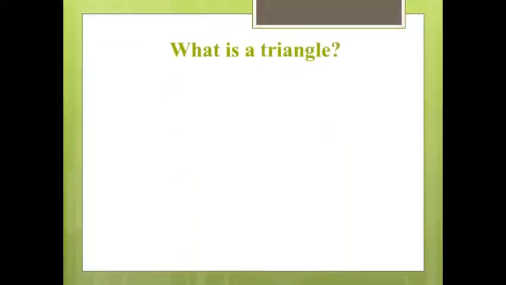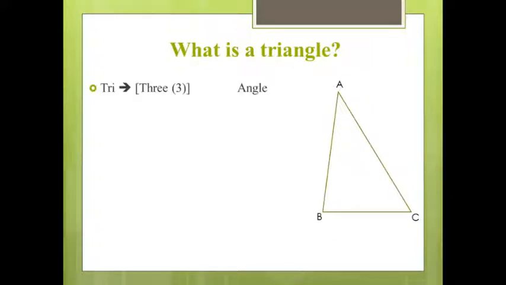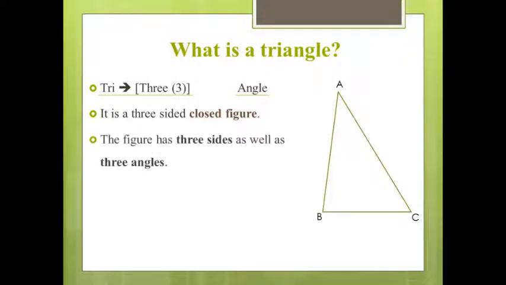So, students, what is a triangle? This is a triangle. Basically, the word triangle is derived from two Latin words, tri and angle. Tri means three, and angle is what you have learned in the previous lessons. So it means the triangle is a three-sided figure, and it must be a closed figure so that you can make three angles at three vertices, at three corners of the triangle. Means the triangle has three sides as well as three angles.